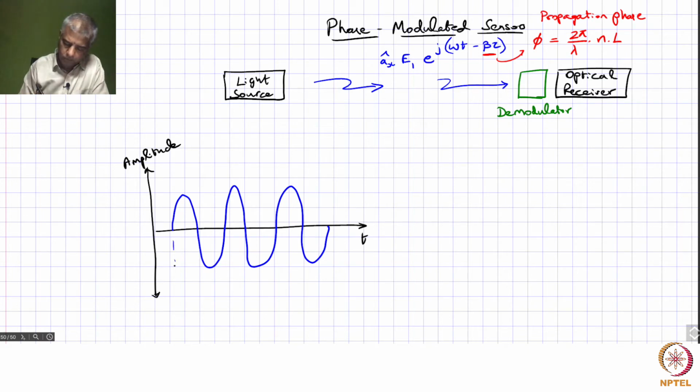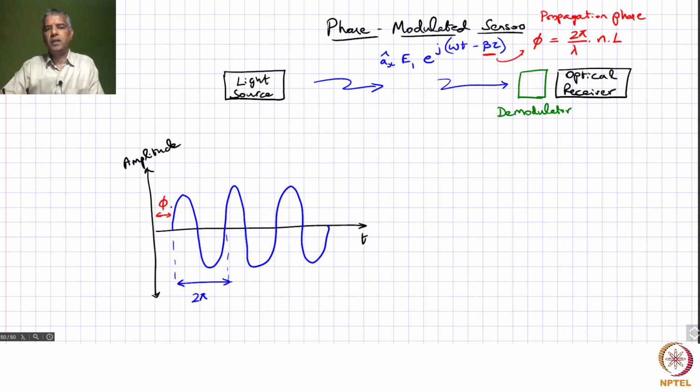Now, of course, we know that for this wave, over just this one cycle, the phase change that you incur corresponds to 2 pi. But the phase that we are interested in is possibly this phase change that has happened due to propagation. So, the question is, how do I pick up this phase change? How do I do the demodulation?